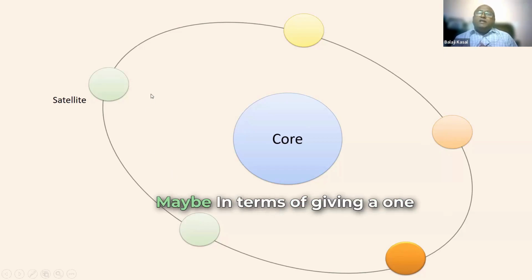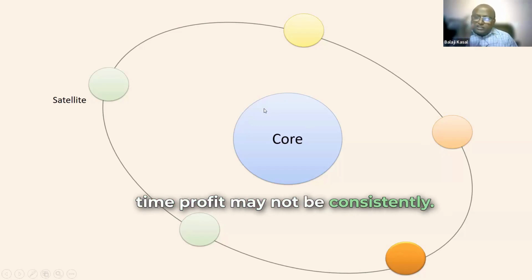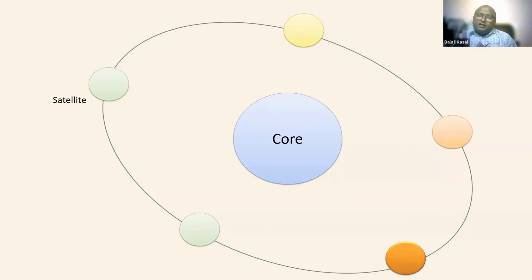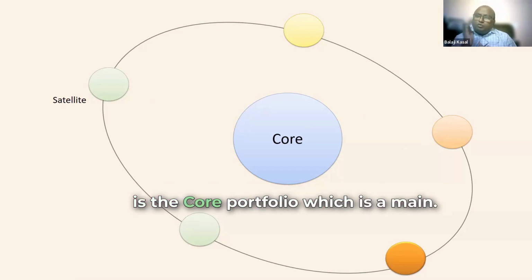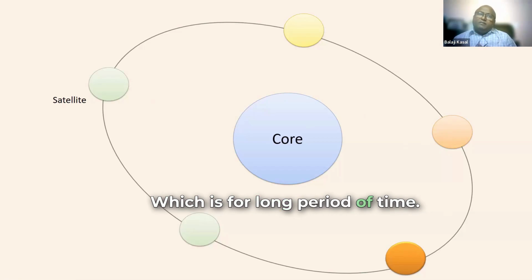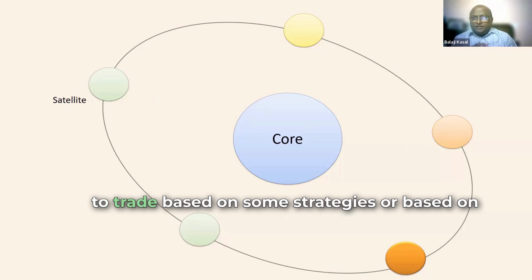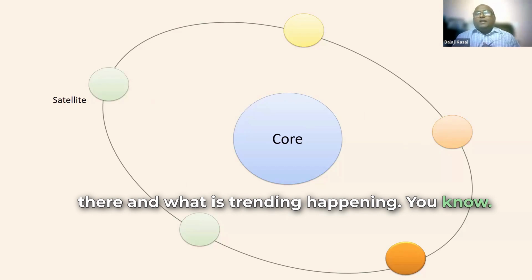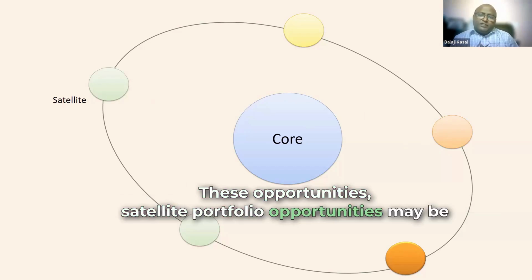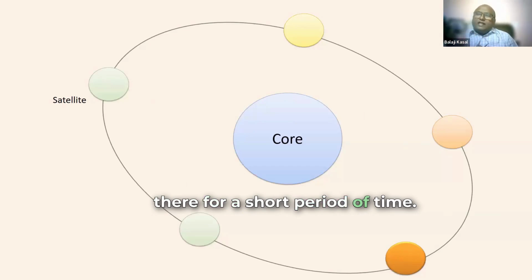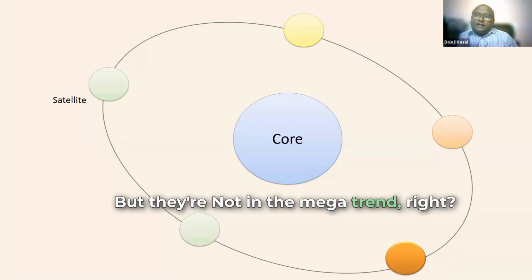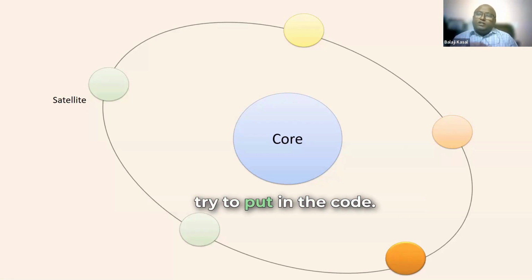But these are good companies, maybe in terms of giving a one-time profit, may not be consistent. If something is giving consistently and growing, try to add it to the core portfolio. Therefore, divide your portfolio into two main segments: the core portfolio, which is the main one, for a long period of time, and the satellite portfolio, which you want to trade based on some strategies or on the market cycle, like metal etc. There, what is trending is happening, but these satellite opportunities may be there for a short period of time, maybe a couple of months to a couple of quarters, or maybe 1 or 2 years also. But they're not in the mega trend, or consistent. If it is, try to put it in the core.